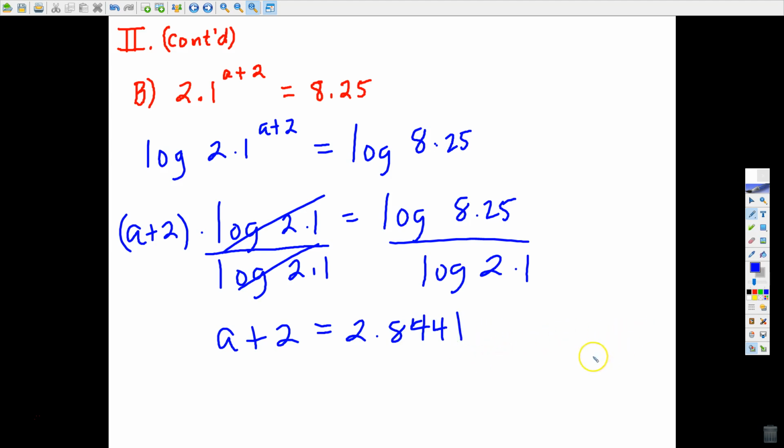8441, and then it runs on and on. So here's what I would do. You don't have to write that decimal down at this point. I would just leave that decimal in your calculator, and to find a, we just need to subtract 2 from that number. So our answer for a should be 0.8441.